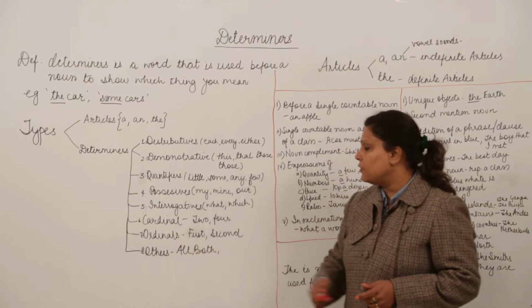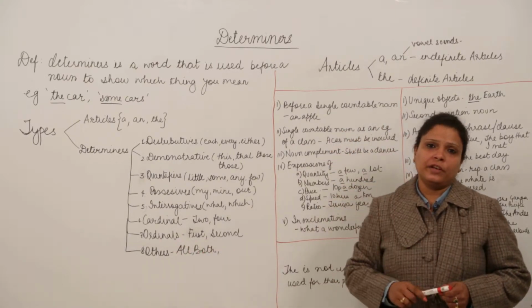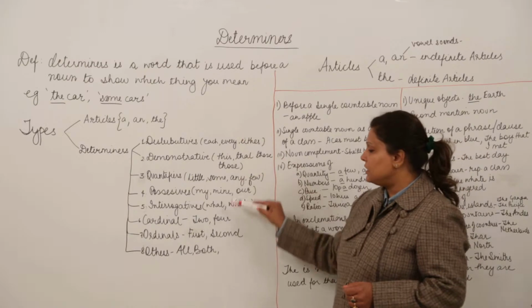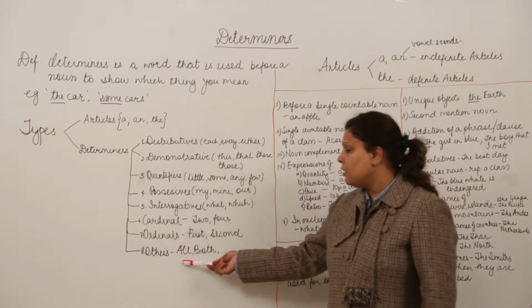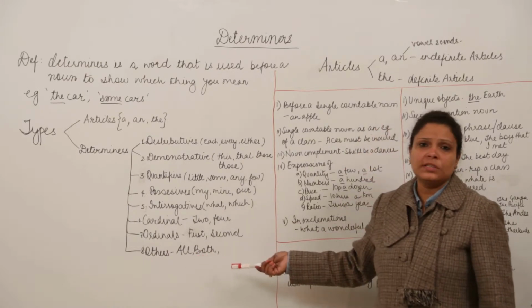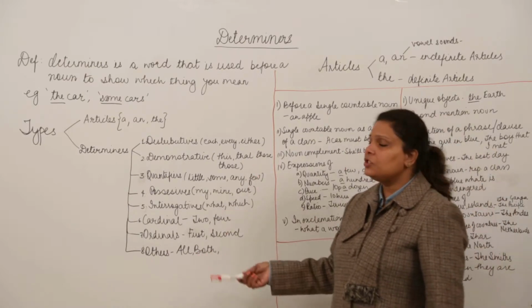And ordinals: the first, second, the first house on the left. All these help in specifying the noun which you are referring to. Then there are some general determiners like all, both, some, any. These are called general ones.